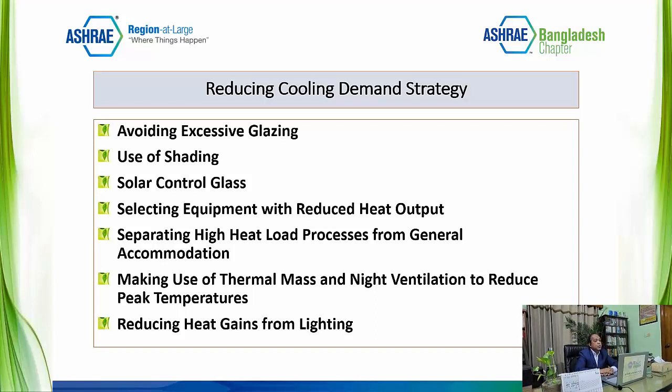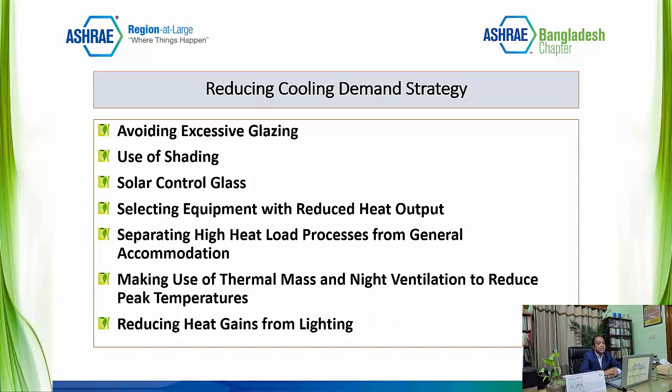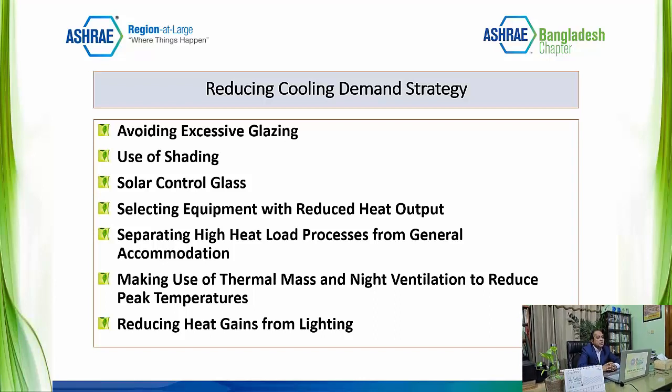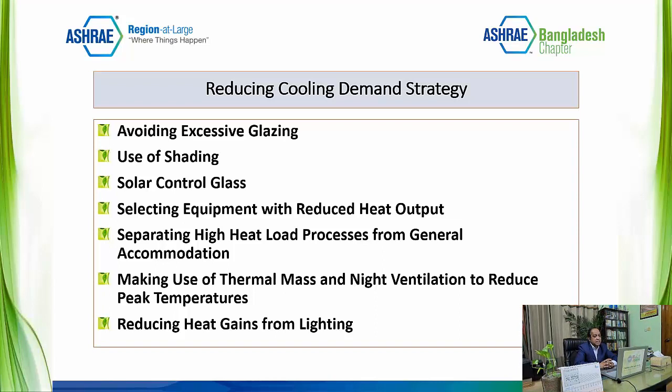Okay? Selecting equipment with reduced heat output, that's very important. Separating high heat load process from general accommodation. Okay, so separate them, zone them. Making use of thermal mass and night ventilation to reduce peak temperature. Have a design that at night, most of the building gets cooled down.